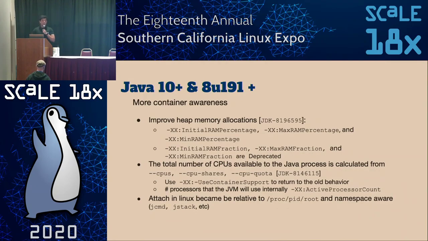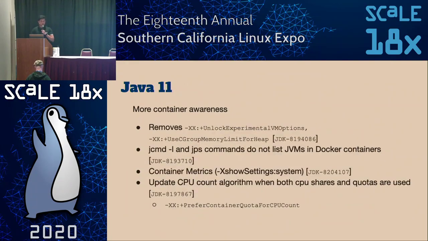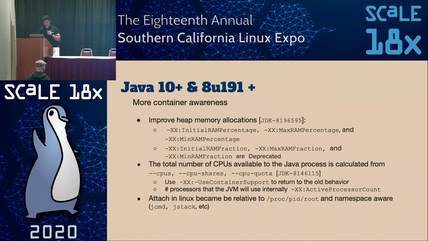In Java 10, a lot of features were introduced to make Java more container aware, with more options that allow more fine-grained control over the memory that can be used by the JVM. A new formula has been introduced to calculate the total number of CPUs, and a new option, ActiveProcessorCount, which enables us to specify the number of processors that can be used internally by the JVM. And also, there were some attempts to make jcmd and jstack more container aware.